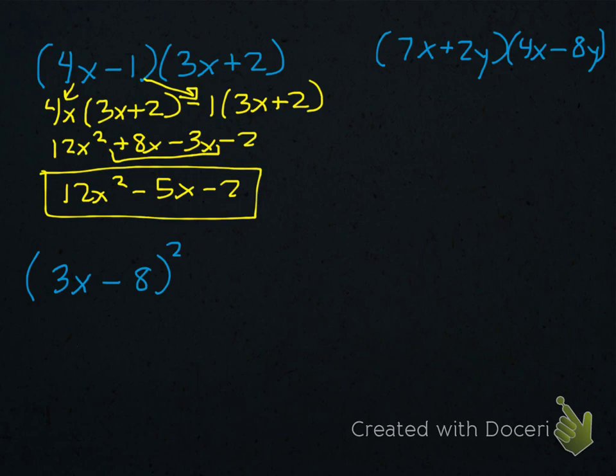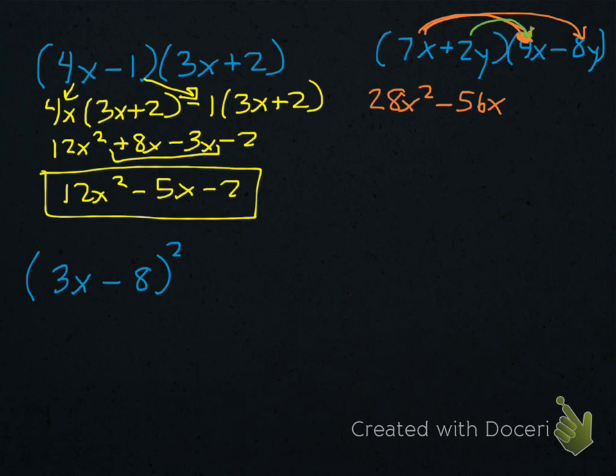Another way of looking at these, let's look at this second one. Instead of writing it out all together, you can just kind of make sure that you're getting each term multiplied by its second term. So we're taking this first term and we're multiplying it by each of the parts of the second polynomial. So 7x times 4x is 28x squared. 7x times negative 8x is negative 56x.